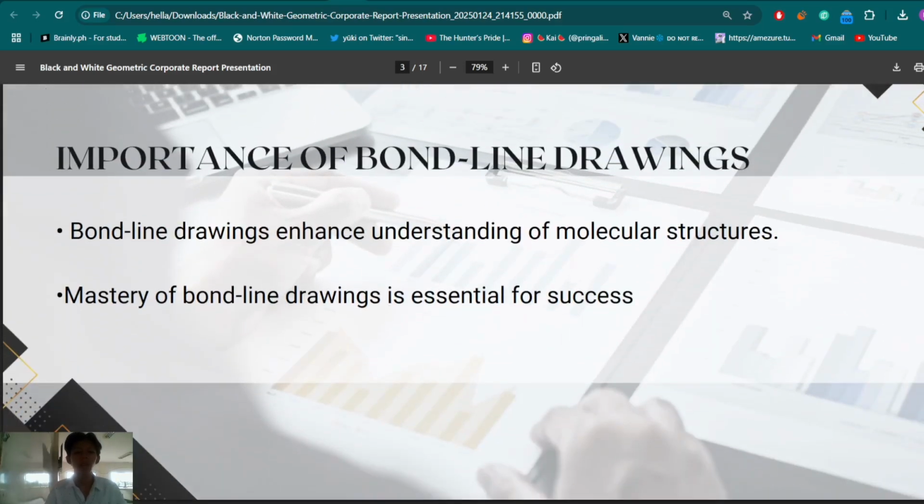Importance of bond line drawings. Bond line drawings enhance understanding of molecular structures. Mastery of bond line drawings is essential for success. Bond line drawings are crucial in organic chemistry because they offer a simplified and effective way to represent molecular structures. Their importance lies in their ability to convey complex organic molecules in a clear and concise manner.